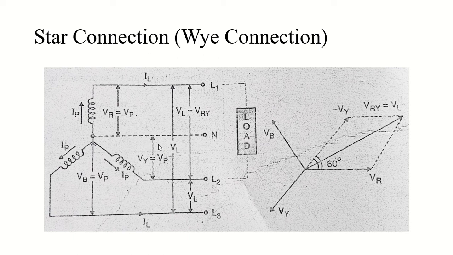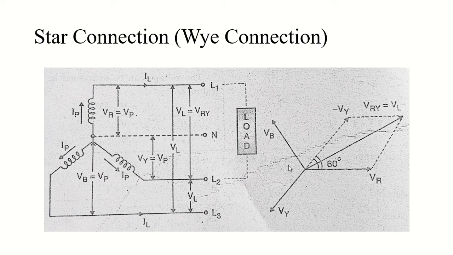All these voltages are phase shifted from each other by 120 degrees. All these voltages are 120 degrees apart from each other, as you can see in this phasor diagram. Here we have VR, VY, and VB. They are all phase shifted from each other, and the magnitudes of them are equal.